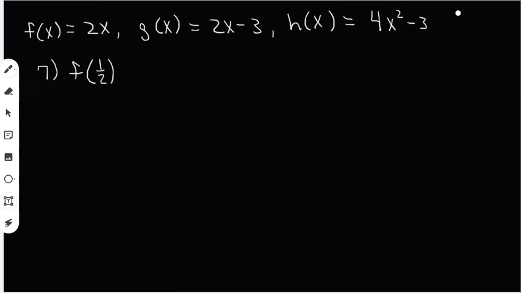Okay, let's try number 7. So number 7 says we're using the function f of x and we're placing in 1/2 for x. So I'm going to have a 2 on the outside and I'm going to replace x with a 1/2, and 2 times 1/2 is going to give us 1. So that's going to be our answer for number 7, 1.